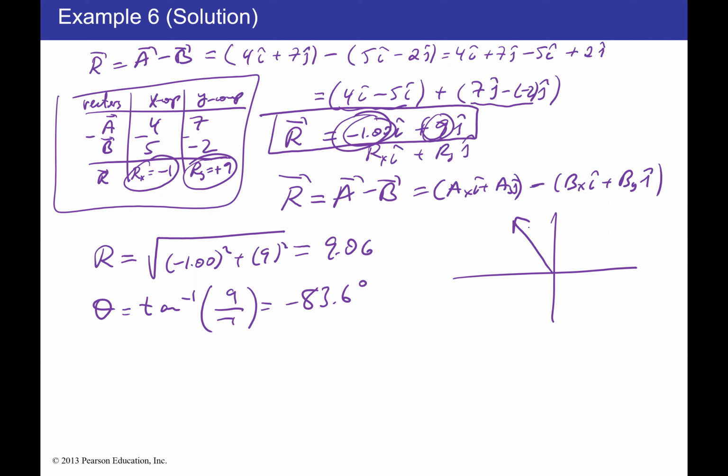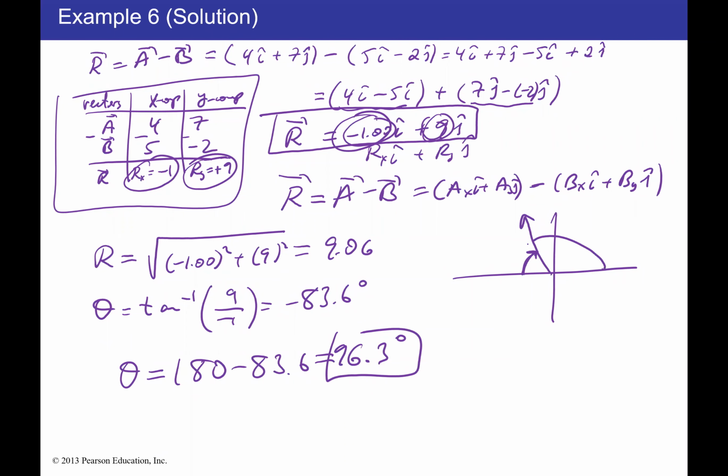The reason that we get this is because there's a negative x and positive y, which means that this vector is somewhere over here, and we're finding this angle theta there. So what we do here is we finally find the theta relative to positive x, which will be 180 minus 83.6, and this gives us 96.3 degrees. That means this is what we want: 96.3 degrees. So that's the magnitude and the direction of the resultant. You can see we're pretty much doing the same thing, using the component approach to find all that.